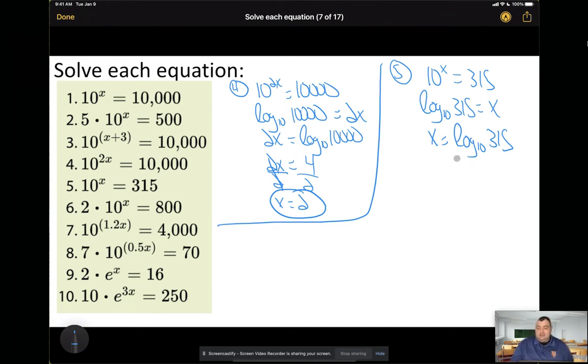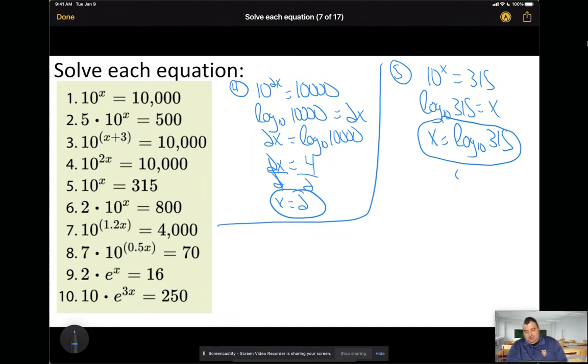In this case, I'm going to leave it in log form because I should know that log base 10 of 315 is going to be a decimal. There is no whole number power that I could raise 10 to and get an answer of 315. So similar to when I decide to leave my answer as a fraction, when I know the answer is going to be a decimal, I'm going to leave this in log form. So I'm going to say that x equals log base 10 of 315.